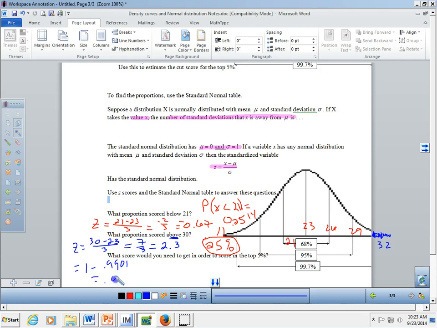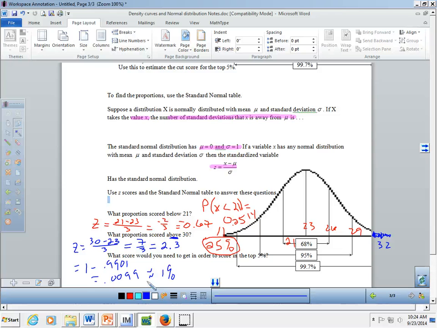And when we do that, we get 0.0099. Okay? Which means that roughly 1%, because this would be 0.99%, roughly 1% of all test takers scored higher than a 30 on the ACT.